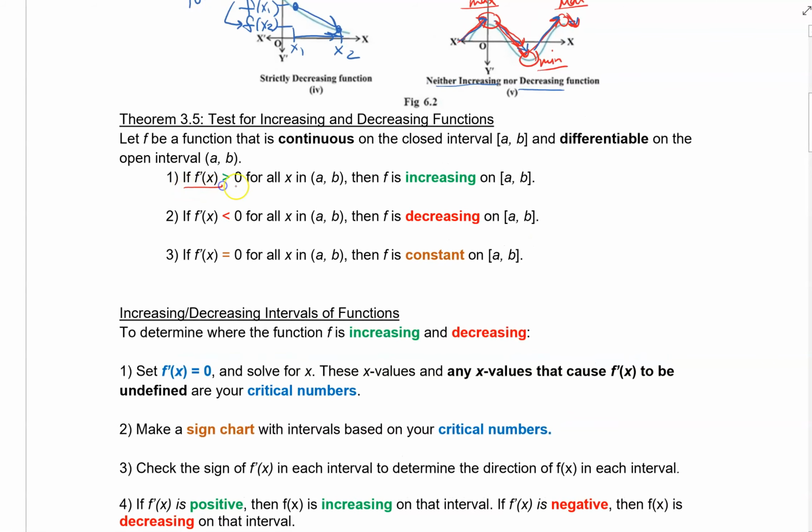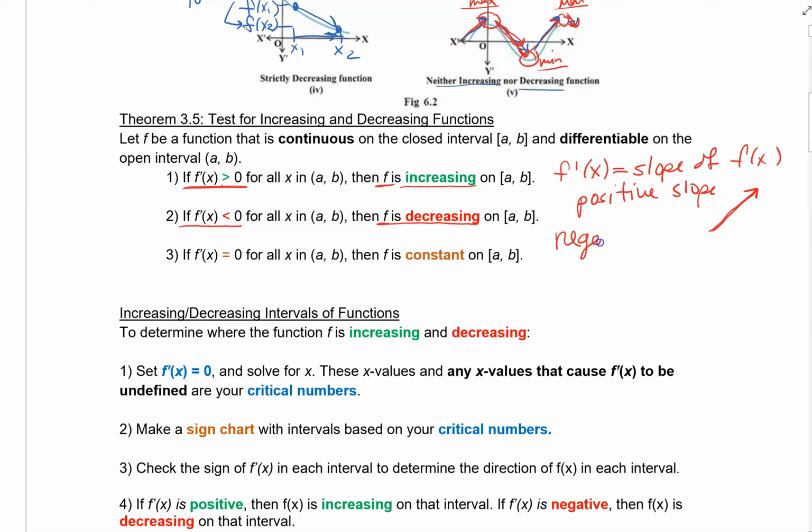If your derivative is positive, then your original function will be increasing because the derivative is the slope of f, right? We have to always remember that. So if your slope is a positive slope, we know what positive slopes look like. They go up as x goes to the right. So then if your slope is going up, then your graph of f must be going up also. When your slope is negative, then your function is decreasing, going down, because if your derivative is negative, that means it's a negative slope.